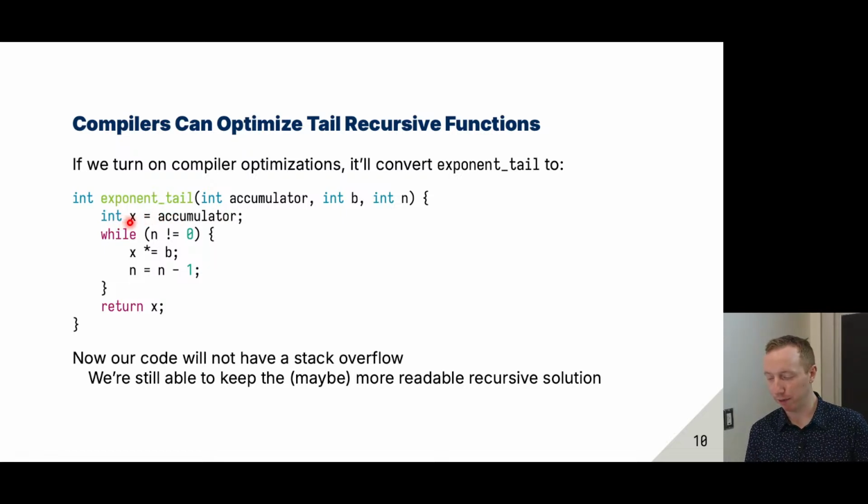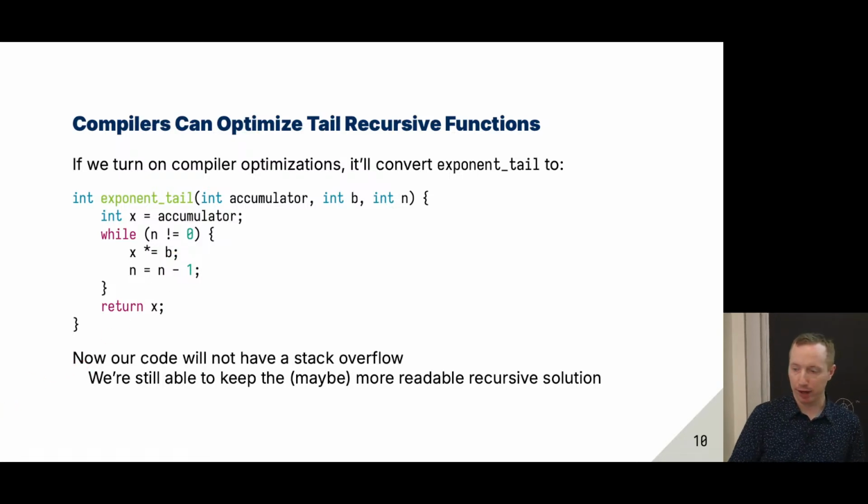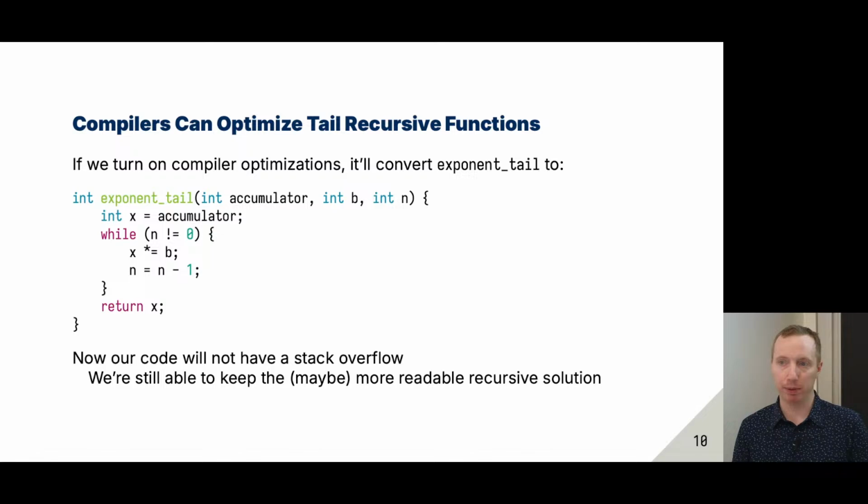Just start off with int x equals accumulator. In our case, we set it equal to 1, and then it would just go while n is not equal to 0 and do the recursive step over and over again. So now our code doesn't have a Stack Overflow, because we're not actually doing recursive function calls. We let the compiler optimize it away for us.